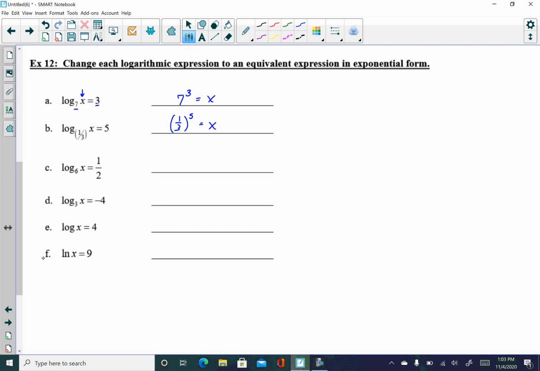And then let's go down here and do letter F together. You don't have a base. It's natural log, so that base is understood to be e. So this one would be e to the 9th equals x.